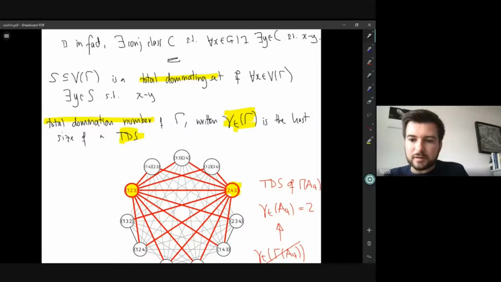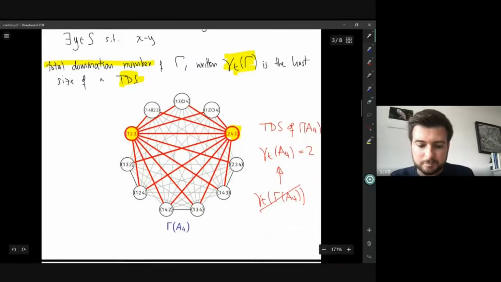I'll apologize if I've misused the terminology, but for the purpose of this talk, I definitely want y to be allowed to be x. So I'll just reiterate that. S is a total dominating set, at least for the purpose of this talk, if given any vertex, there is a vertex, possibly equal, in that set that is adjacent to it.